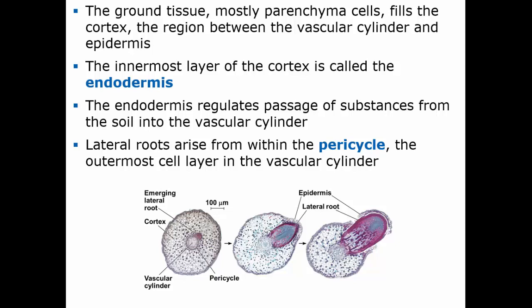Just inside of the endodermis, remember that the endodermis is the innermost layer of the cortex or ground tissue. Just inside of the endodermis is the outermost layer of the vascular cylinder. And we call this thin layer of cells the pericycle. The pericycle is the region from which lateral roots can arise from existing roots.